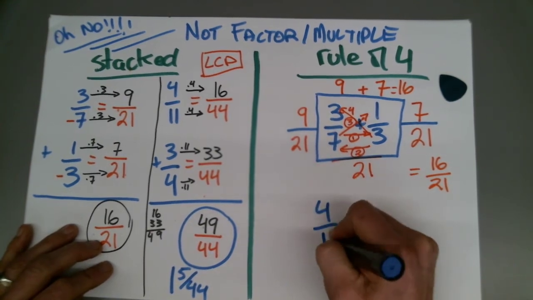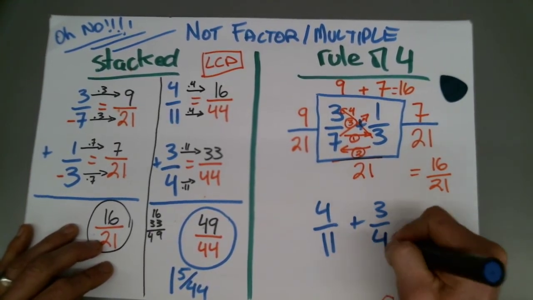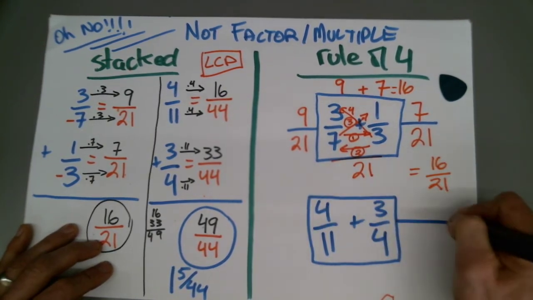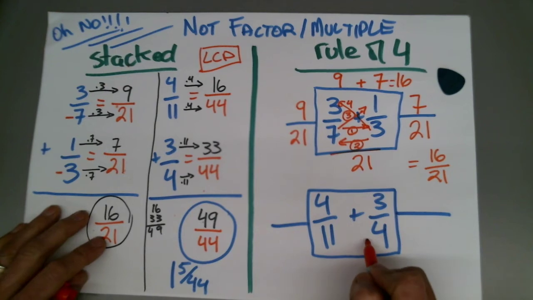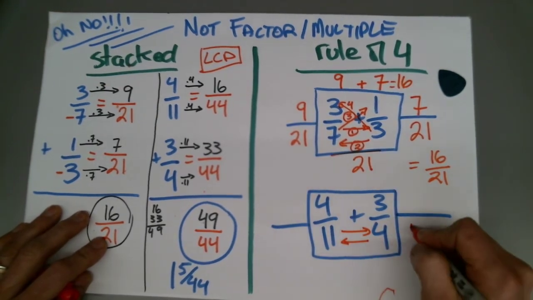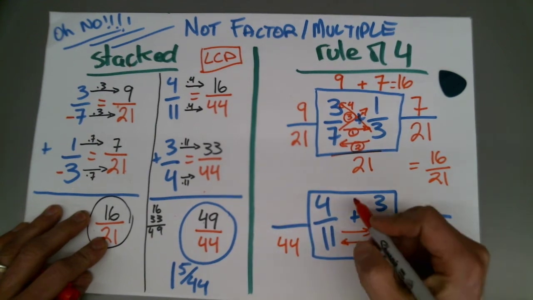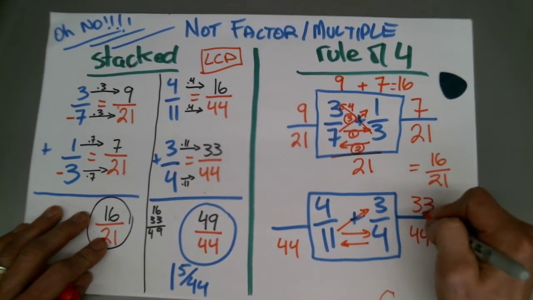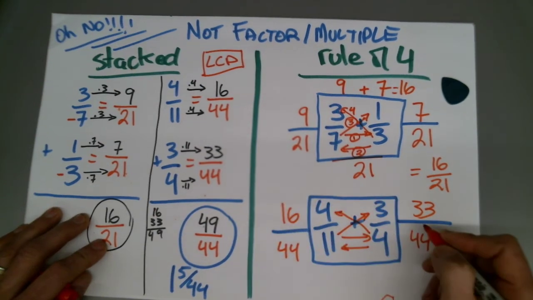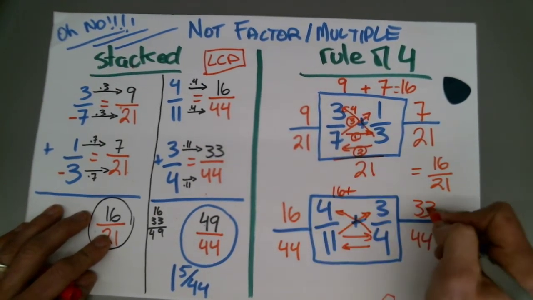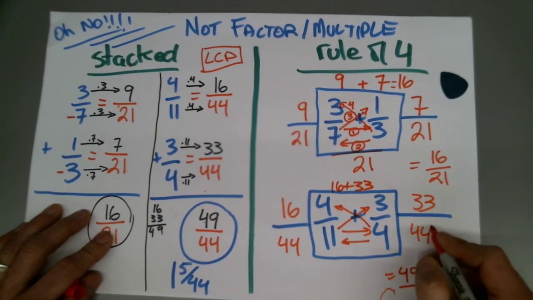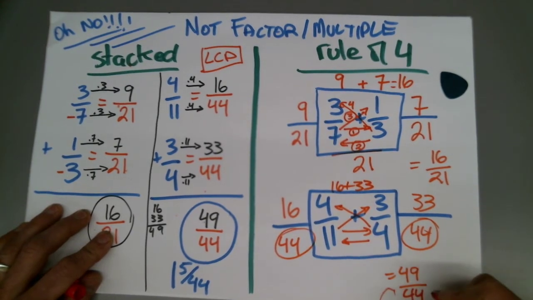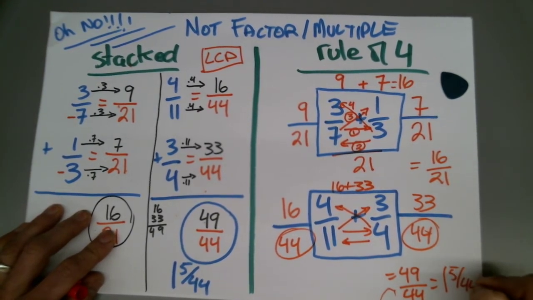So 4 over 11 plus 3 over 4. Box it. Again, the math is identical. I prefer this because I find I don't have to think as much as I do over here. So we go 1, 1 gives me 44. 2 gives me 44. 11 times 3 gives me 33. 4 times 4 gives me 16. All right, I get 16 plus 33. The answer is going to be 49 over my common denominator. And we know that's going to be 1 and 5/44.